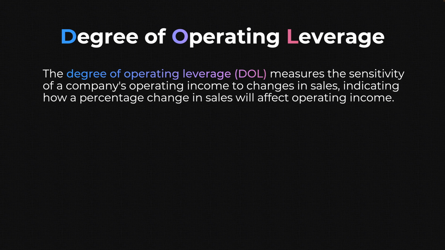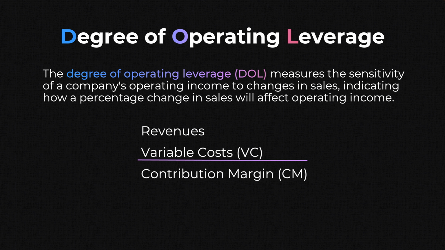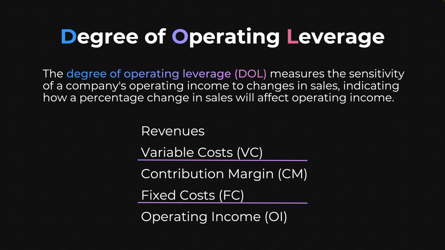And what this is saying when it says it measures the sensitivity of a company's operating income to changes in sales is perhaps easiest to visualize if we just look at a very simplified income statement. We'll begin with revenues and subtract variable costs. That equals the contribution margin. From that, we subtract fixed costs, and that equals operating income. And what this is saying is for a given level of sales, this is true. Operating income is calculated in this way.